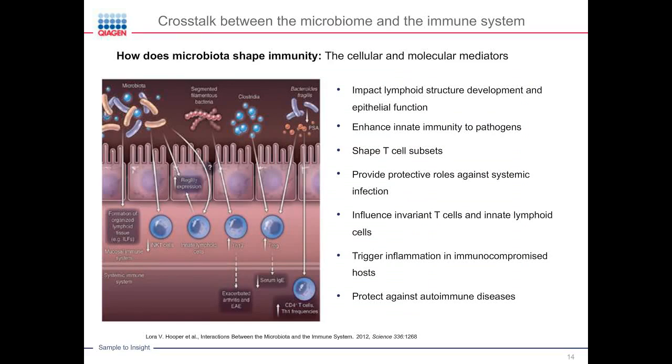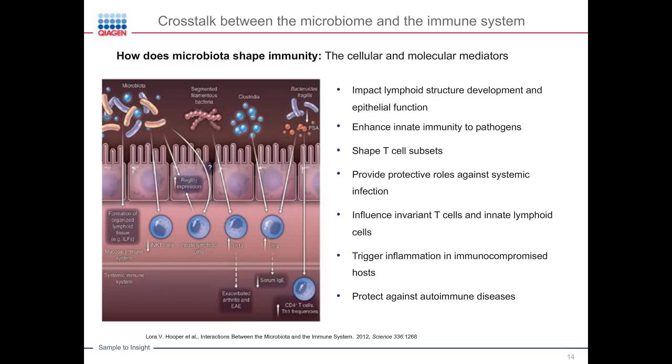And there's a lot of crosstalk we know of between the microbiome and the immune system within the host. The microbiota can shape the immune system both directly and indirectly. It not only shapes the cellular components of the immune system, but also regulates some proteins and genes. This shaping includes the gut microbiota impacting lymphoid structure development and epithelial function. The question is, can it enhance the innate immune response for specific pathogens?